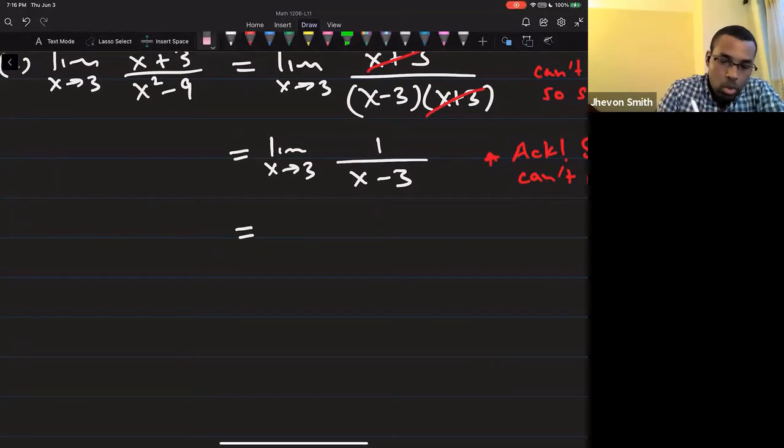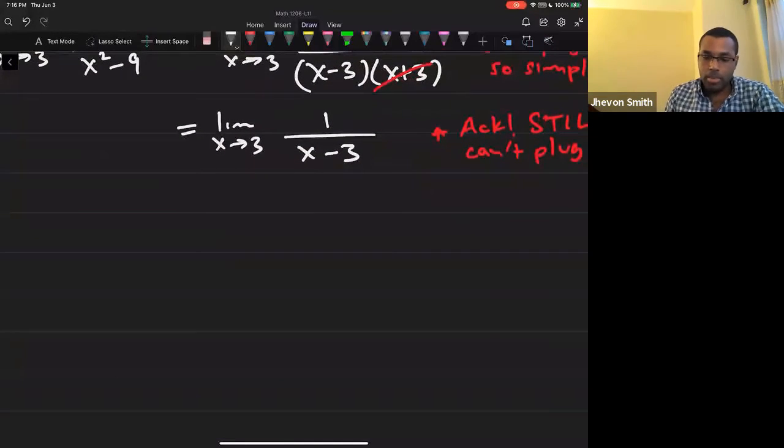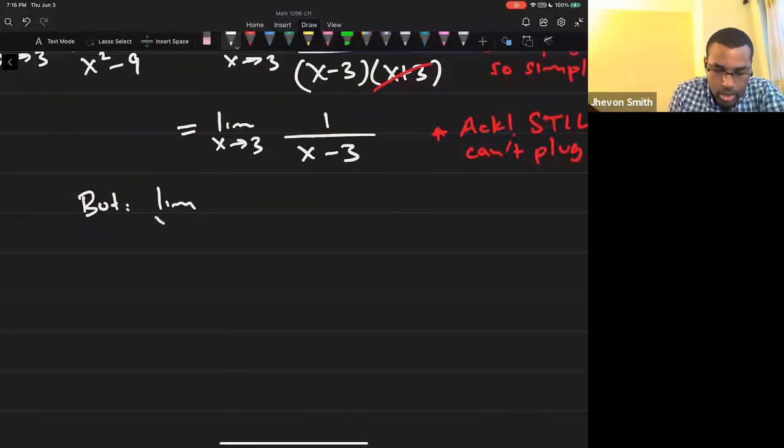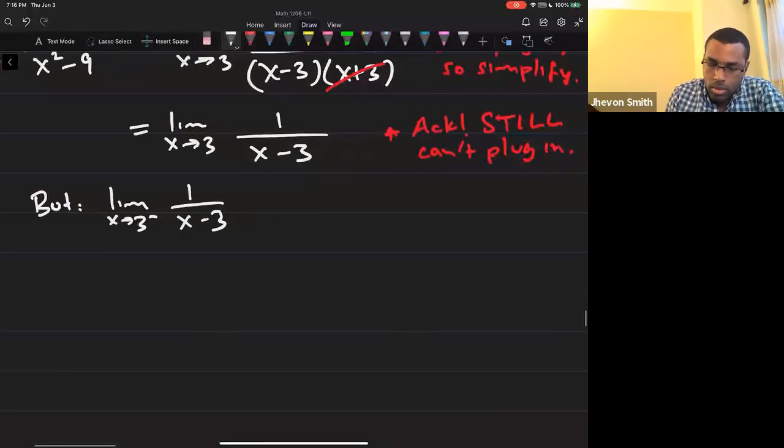Now, there's one way you can show me that you're thinking about plugging into a table, even though you're not plugging into a table. That would be something like this: if we look at what would happen as we approach 3 from the left of this guy versus approaching 3 from the right of this guy.